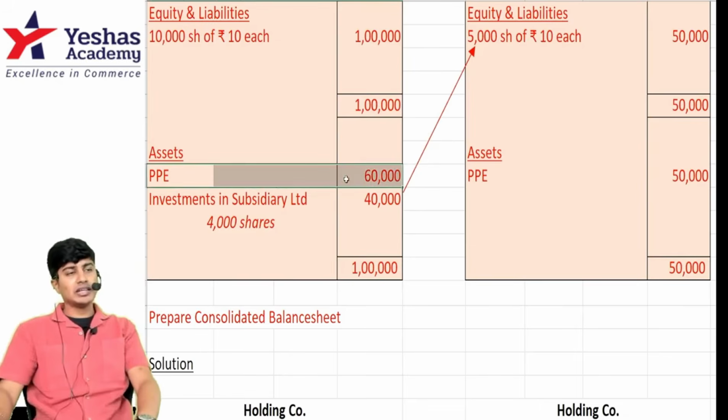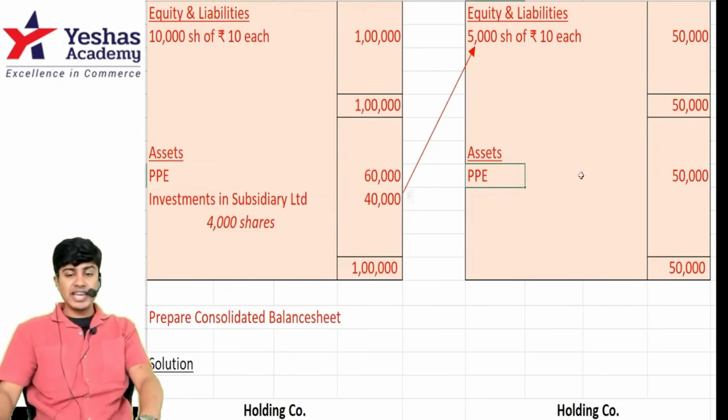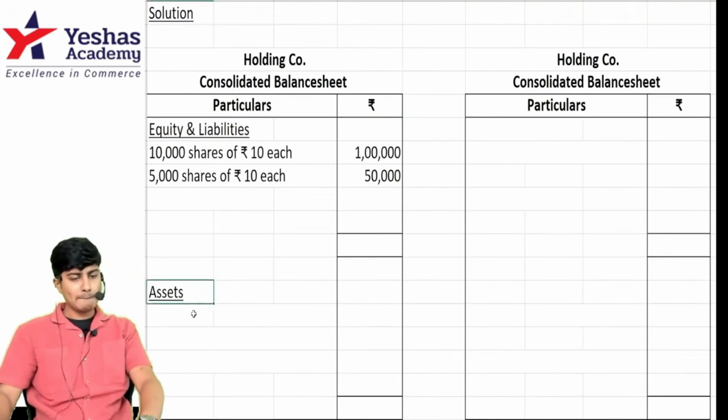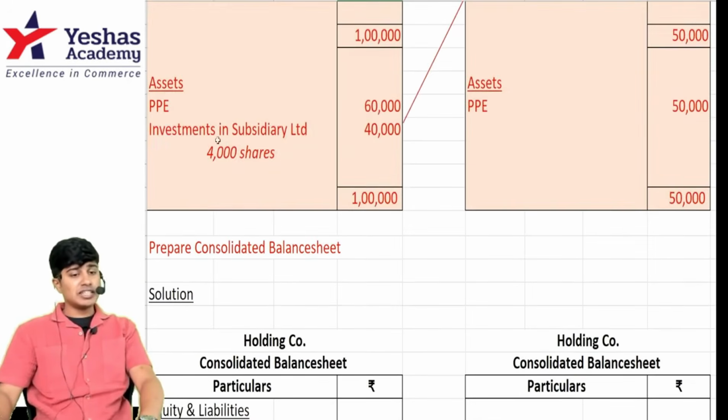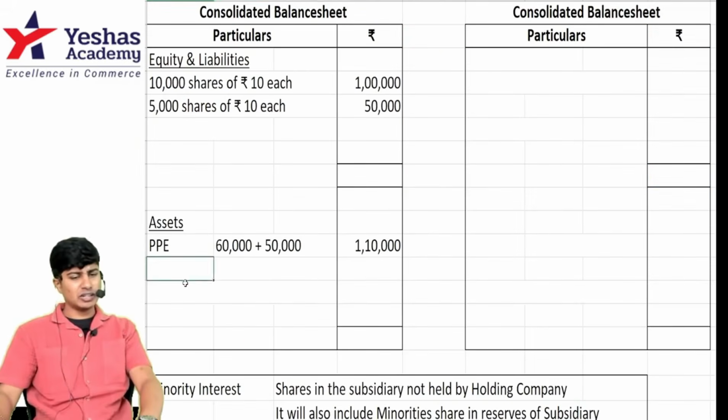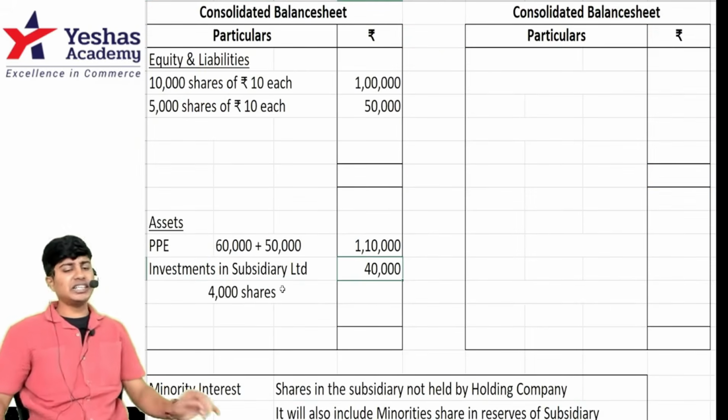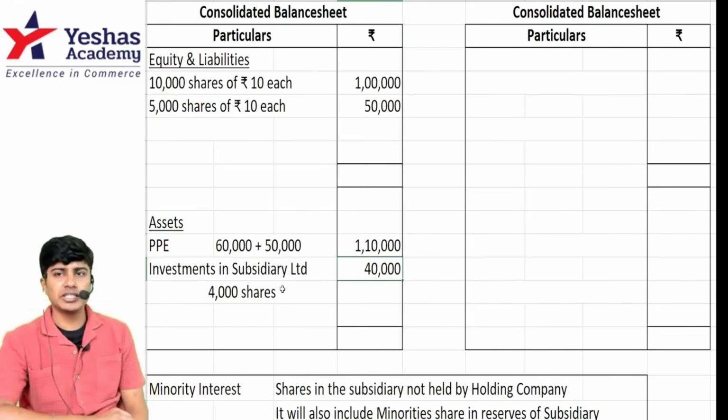Assets. My PPE 60. What's mine is mine. What's theirs is also mine. 60 plus 50. 1 lakh. Very good. Then how much is my investment? Do they have anything? No. I'll write that also. Now check. Does the balance sheet tally? Yes. At what price? 1 lakh 50. Correct.